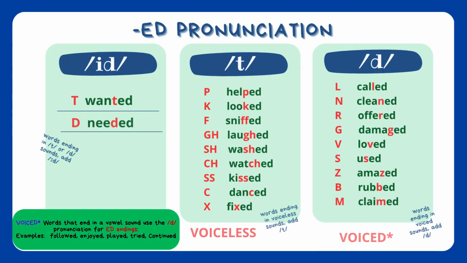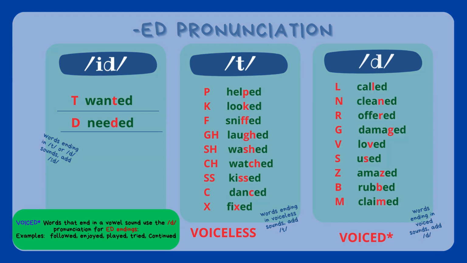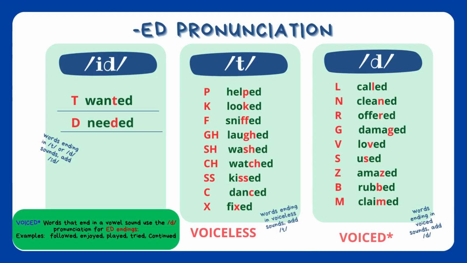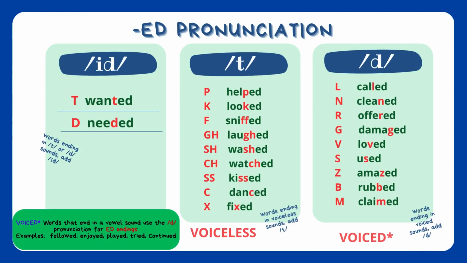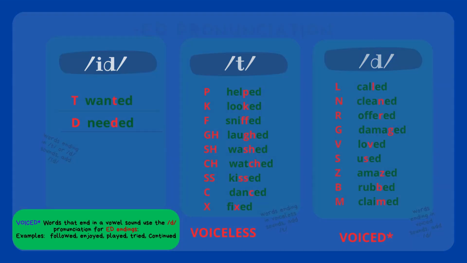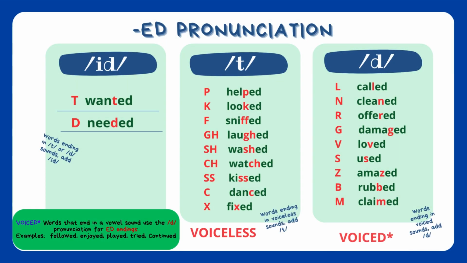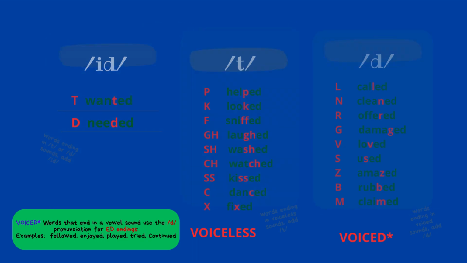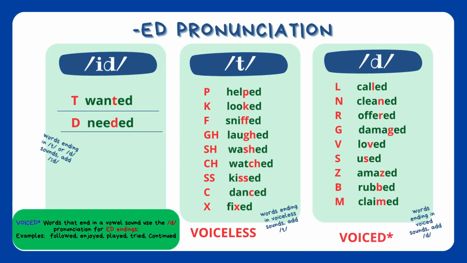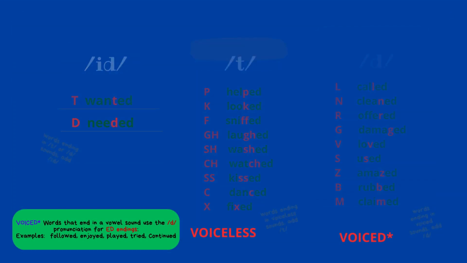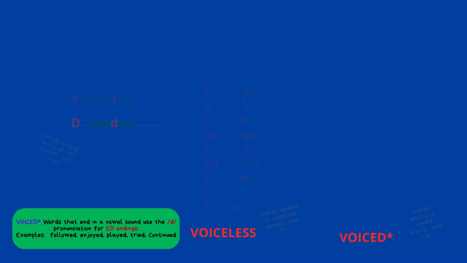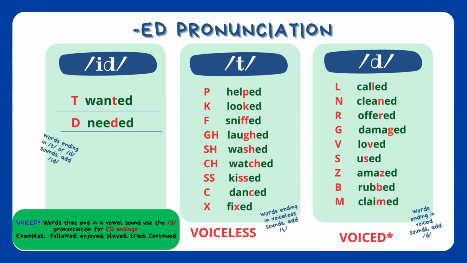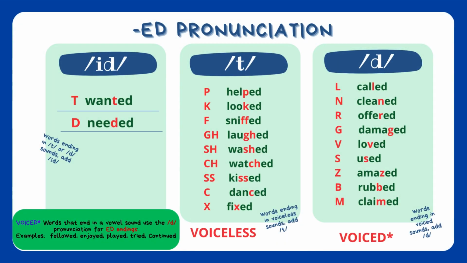Ed pronunciation: id, t, d. Wanted, needed: words ending in t or d sounds, added. T, p, helped. K, looked. F, sniffed. GH, laughed. SH, washed. CH, watched. SS, kissed. C, danced. X, fixed. Voiceless: words ending in voiceless sounds add T.